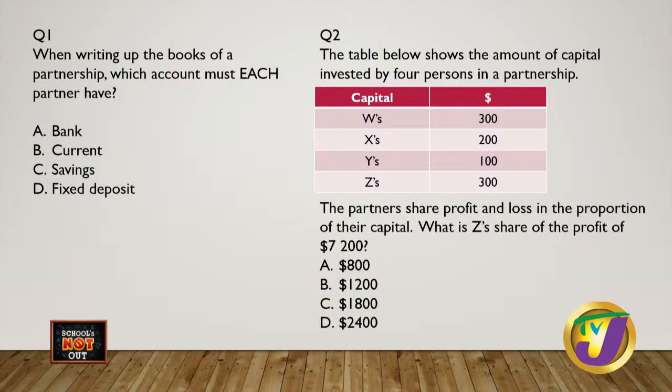So here we have question 1 and question 2. Question 1, when writing up the books of a partnership, which account must each partner have? Question 2 gives you a little table and tells you the investment for partners and asks you a question on it too, basically.